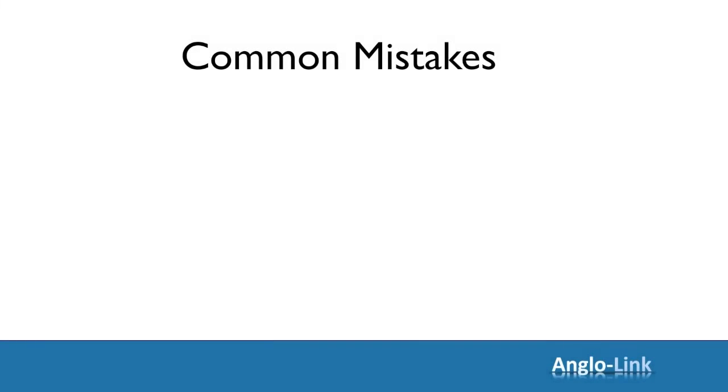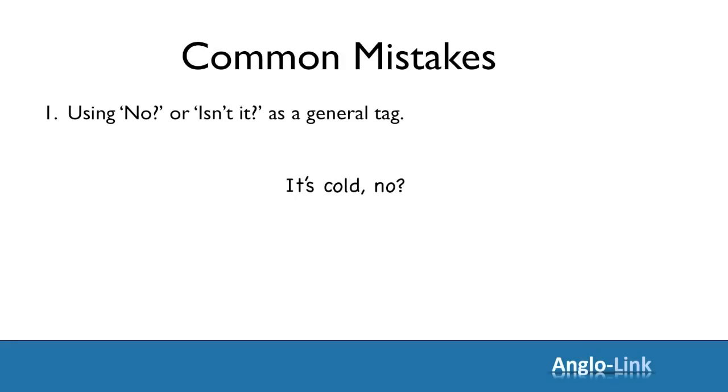Right then, let's have a look at common mistakes. The most common mistake is using a simple no or isn't it as a general tag for all kinds of statements. This is possible in some languages, but in English you need to formulate the correct tag. Let's have a look. You might hear, it's cold, no? The correct tag is, it's cold, isn't it? You have a car, isn't it? The correct tag is, you have a car, don't you?